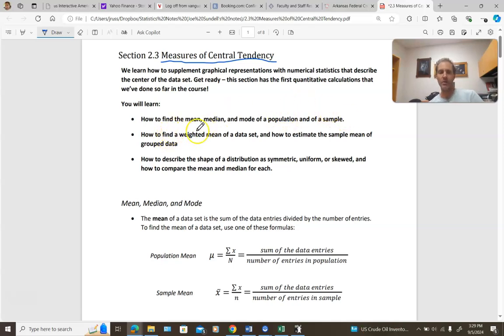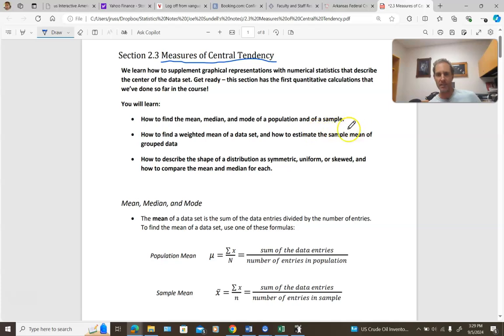And then we're also going to look at how to find a weighted mean of a data set. You actually do this when you calculate the grade. If we were to calculate your grade in this course, we would be finding a weighted mean. It's called weighted because we give a weight or a percentage to each of those different categories, like the homework, the quizzes, the tests, the final, the discussion board, and then the project.